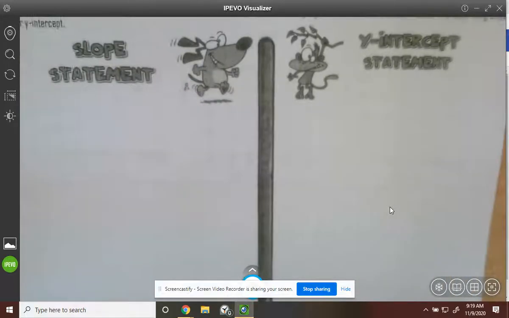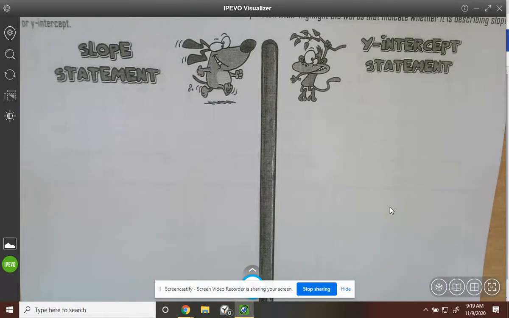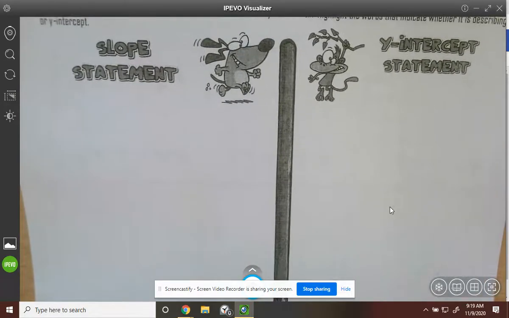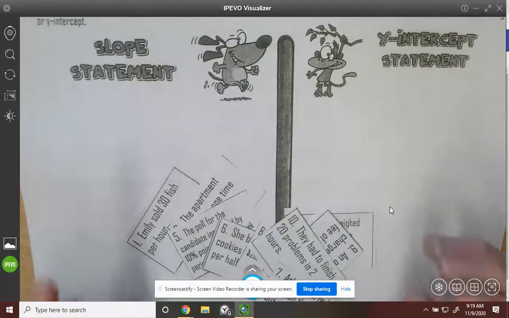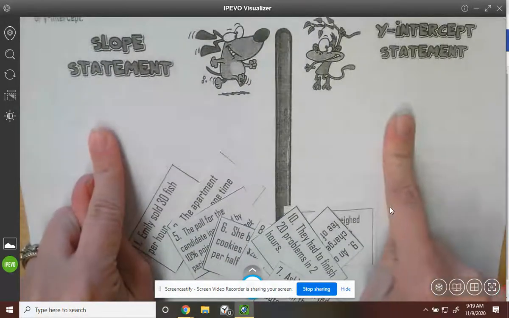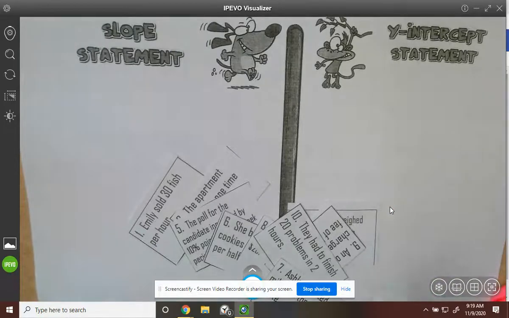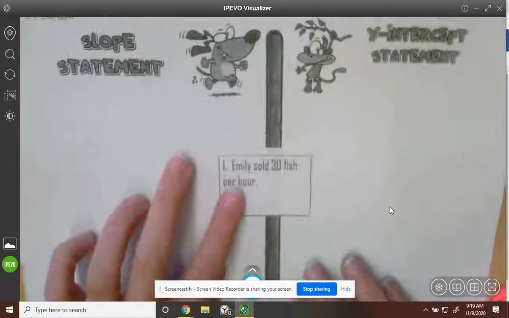All right, so we are doing 3.4 today, and it's all about word problems and slope and y-intercept. So we're just going to jump right in. I have 10 little things here, and we're going to put them either on the slope statement or the y-intercept statement, and then we're going to talk about some graphs. So let's just look at number 1 here.